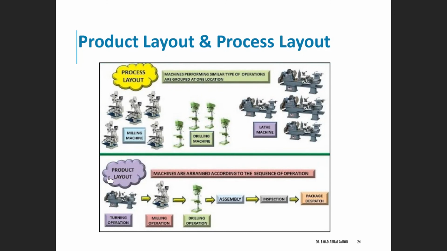In the product layout, the product process or sequence is set first, then you design the sequence of the machines to do this job. So I need milling, then excuse me, turning here, then I need milling, then I need drilling. Then there is assembling, there is inspection, there is packaging. Okay, it has to be with this sequence.